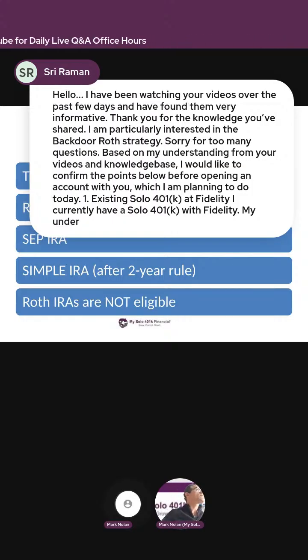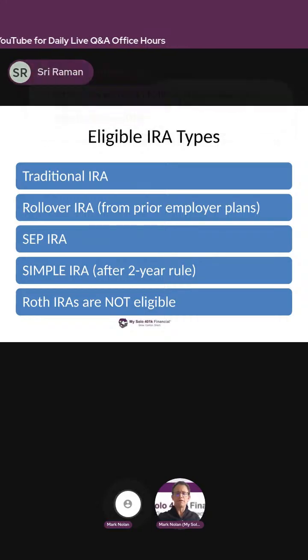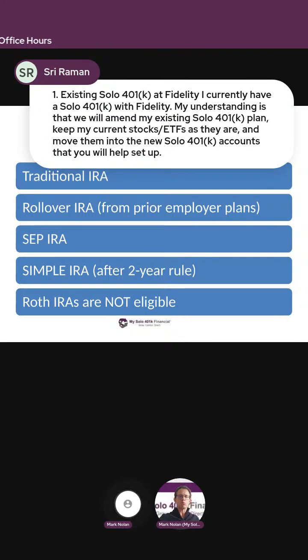Let me see if I can pull up that link here. When you name that new solo 401k offered by My Solo 401k Financial, you could name it after the name of your business. Let's say the name of your business is LL Street. You could call it LL Street Trust, for example. So take a look at this link that I just shared regarding how to restate, or change from, a Fidelity solo 401k plan to a solo 401k plan offered by My Solo 401k Financial. But let's continue looking at your questions here.